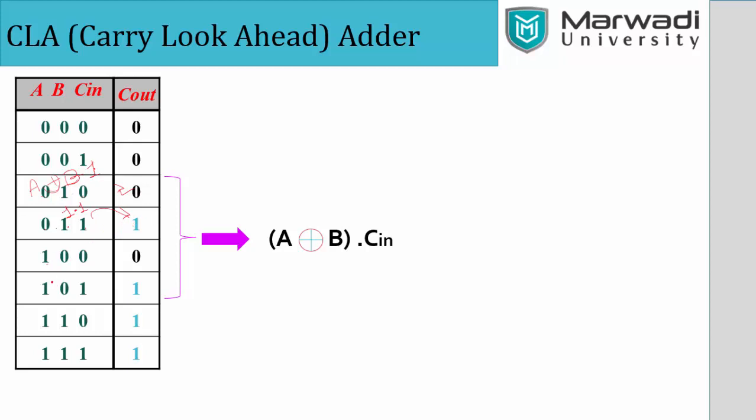Take this example. If you do the XOR for 1 0, what is the output you will get? You will get 1. When you multiply this 1 with this 1, the carry in, again the carry is propagated to the next stage. That means A XOR B dot C in, that is the input carry, gives you the next carry. Now what about these two conditions? These two conditions are nothing but A dot B, that is 1 dot 1 you will get 1, and it does not depend upon the input carry.